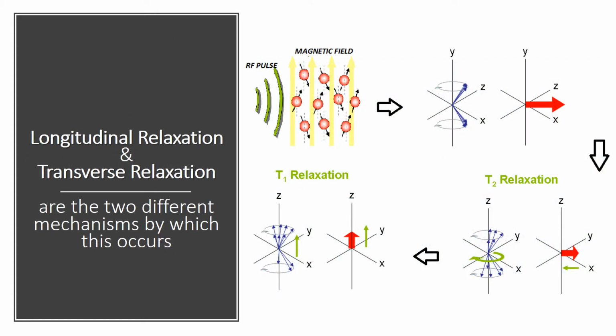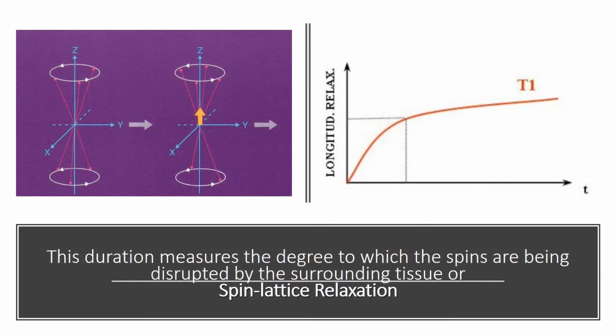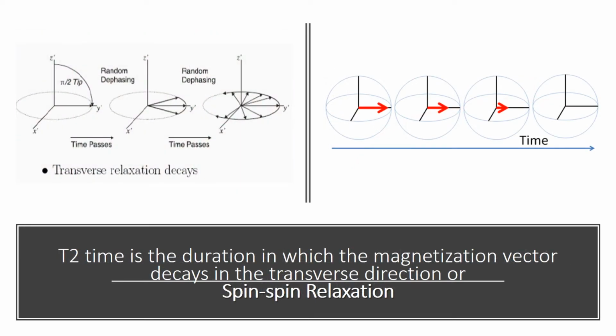Longitudinal relaxation and transverse relaxation are the two different mechanisms by which this occurs. T1 measures the duration by which the magnetization vector reverts to the natural longitudinal direction in the magnetic field. This duration measures the degree to which the spins are being disrupted by the surrounding tissue, or spin-lattice relaxation. T2 time is the duration in which the magnetization vector decays in the transverse direction, or spin-spin relaxation.